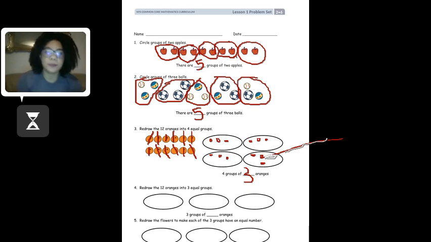So let's see. I'm going to use a different color. This time I'm going to use green, and we're going to cross out the oranges and put them back into the other baskets, okay? So now let's take this one orange, I'm going to cross it out, and I'm going to put it in this basket. Then I'm going to put the same amount in each basket.